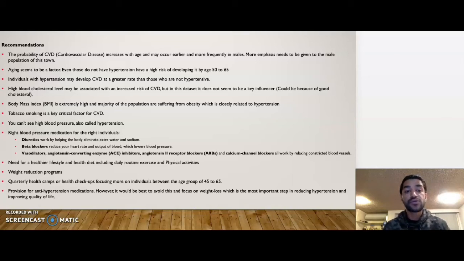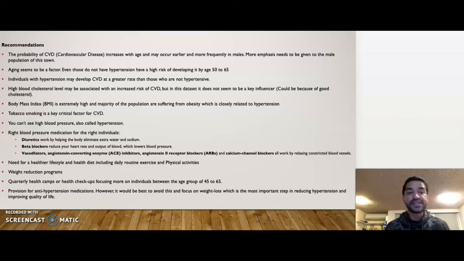High blood cholesterol, like I said, can be associated to it, but there's also something known as good cholesterol, since this did not make a lot of difference in this data set. Body mass index is extremely important because it is related to obesity, and obesity is related to hypertension. Tobacco smoking is a very key critical factor, and as you can see, there is high blood pressure, and that's also related to hypertension. So based on all this, we recommend the right blood pressure medication for the right individuals.